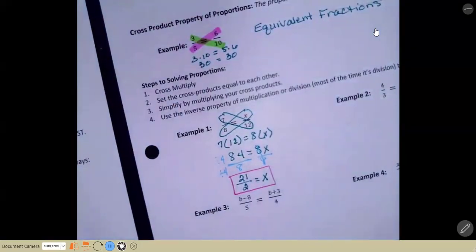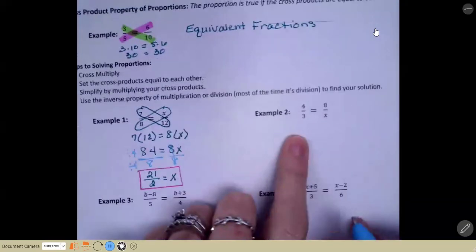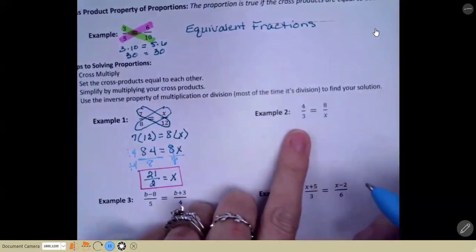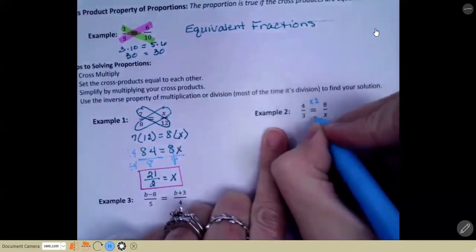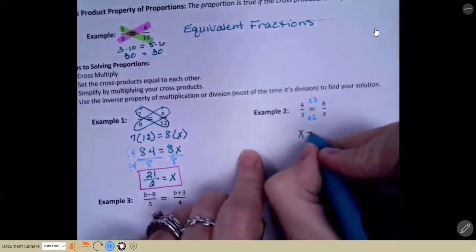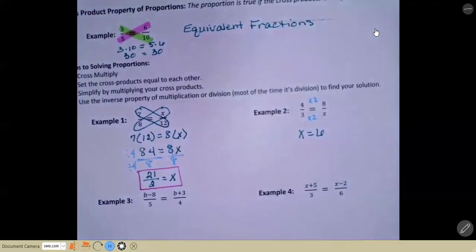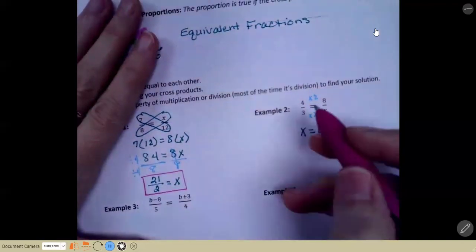All right. So that's pretty much all you're doing. Let me show you another way that you can do it that's a little easier. And this is something that I would actually try first. If these are equivalent fractions, what did we do to the 4 to get the 8? Multiply by 2. So all we have to do is multiply the top by 2, and we multiply the bottom by 2, and x equals 6. So this would be our answer.